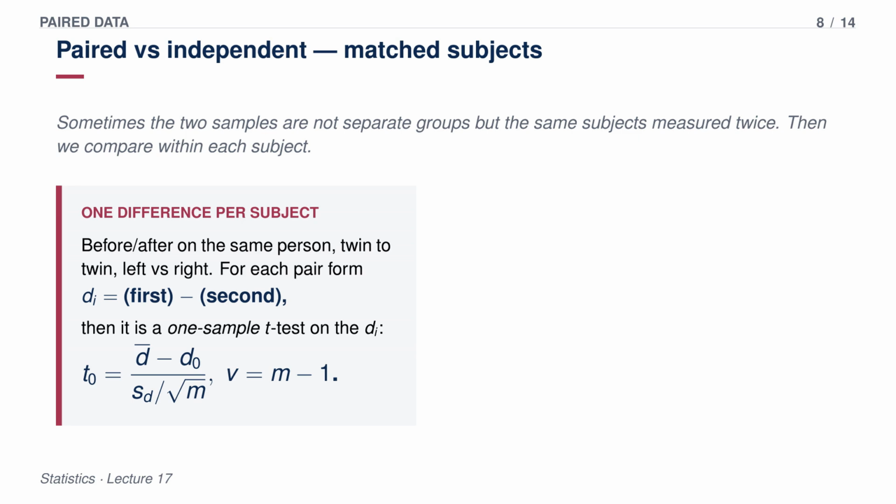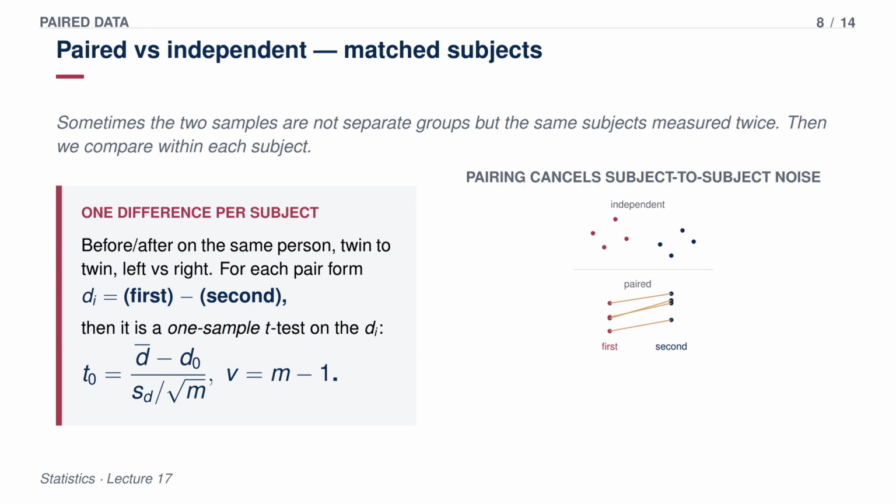Now a twist in the design of the data. Sometimes the 2 samples aren't 2 separate groups at all. They're the same subjects, measured twice, before and after a treatment. Twin against twin, left against right. Then compare within each subject. For each pair, form one difference, di, first measurement minus second. And the whole 2-sample problem collapses into a 1-sample t-test on those differences. T-naught is d bar minus d-naught over sd over root m, with v equal to m minus 1.